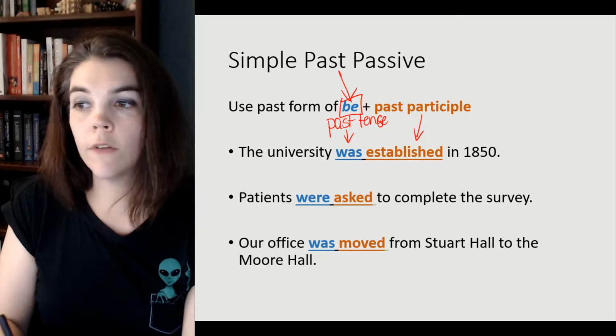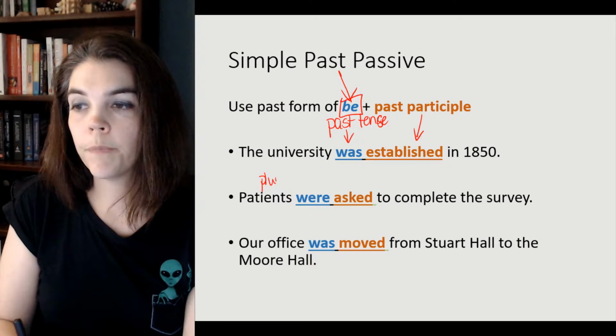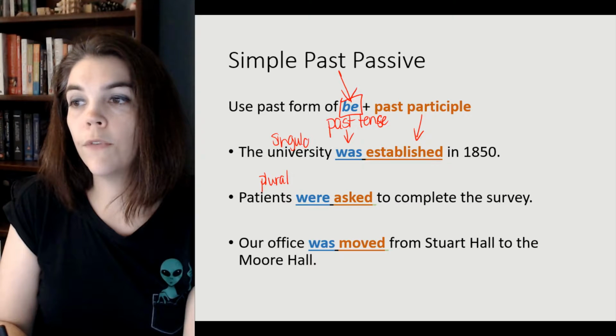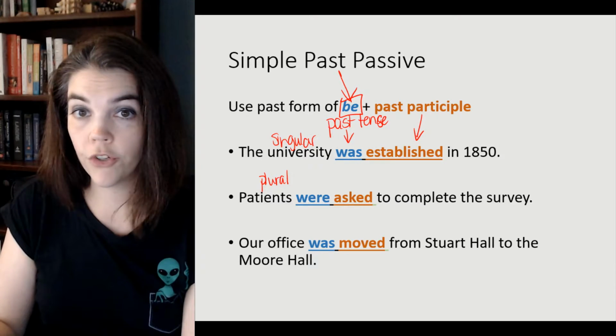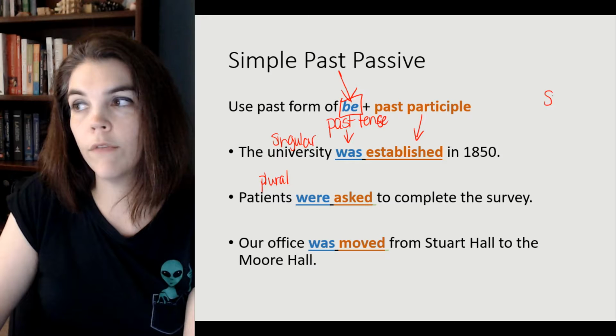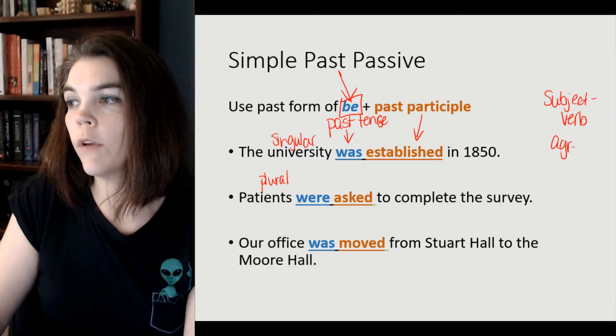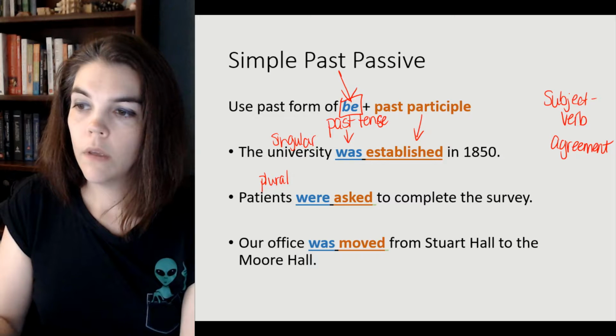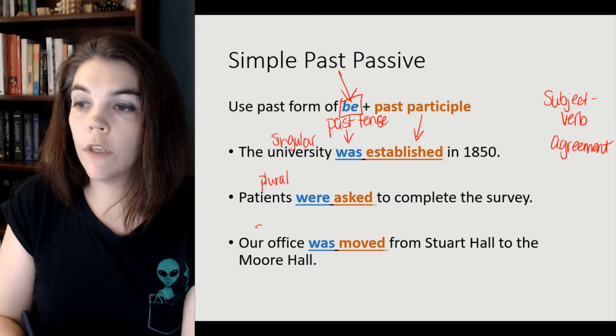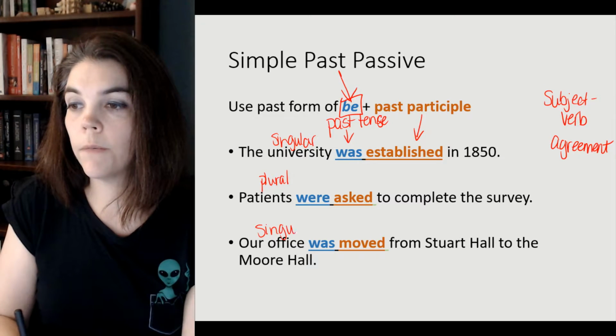The reason that this is were is this is plural. This is singular. If you need a refresher on subject-verb agreement, I have a video on that. You can go out after this video and watch that subject-verb agreement video. That's how you would find it. And office is singular, so that's why it's was.